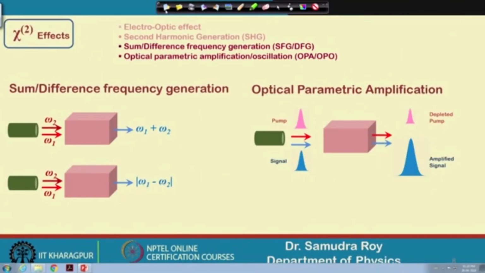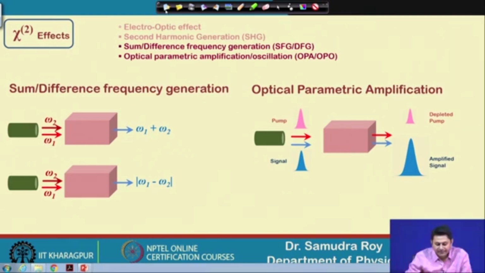Well, in second order effect we also have something called optical parametric amplification. This is a very important process. Like launching two different frequencies, I will do the same thing, but I just change the names: signal and pump frequencies. So, if I launch one signal frequency and one pump frequency, because of this frequency mixing, some of the energy from the pump frequency will be transferred to the signal frequency.